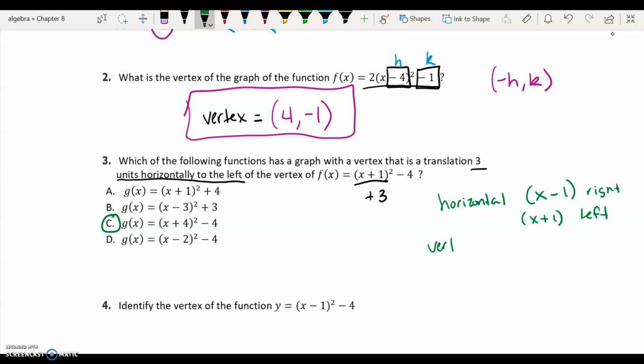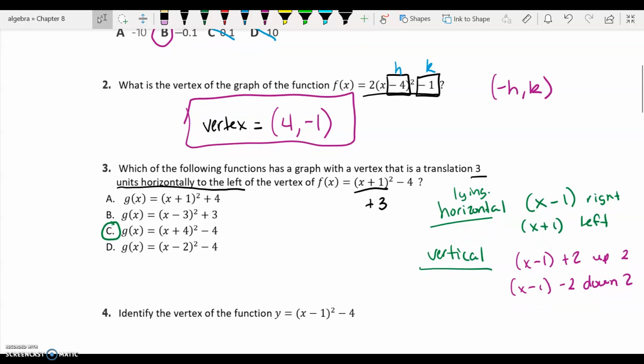If it's vertical, it's on the outside. So that would be like this, (x minus 1) squared plus 2. So that would be up 2. (x minus 1) squared minus 2 would be down 2. Don't forget, horizontal is lying to you. So that's just a nice review of the translations that we've reviewed so far.